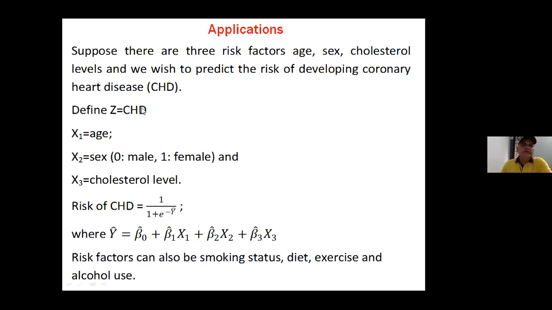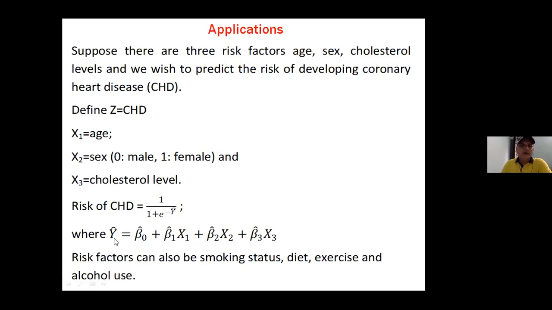Let's say Z is coronary heart disease. And your first risk factor is X1, that is age. Age is a continuous variable. It is not categorical. So age is in exact years, like 55 years, 60 years, 70 years. Then gender. Let's say gender is a categorical variable: 0 is male and 1 is female. Then cholesterol. Cholesterol level can again be measured, and it is a continuous variable. So one of them is categorical, 2 of them are continuous.